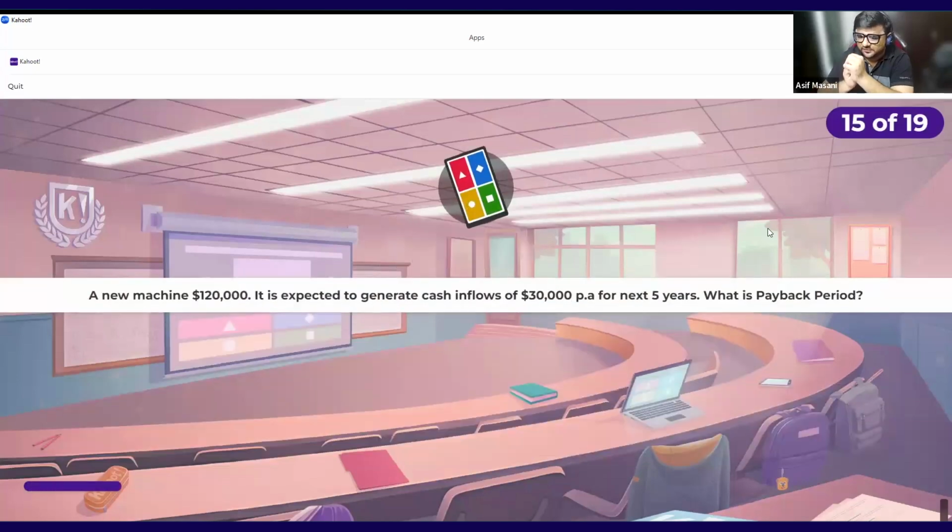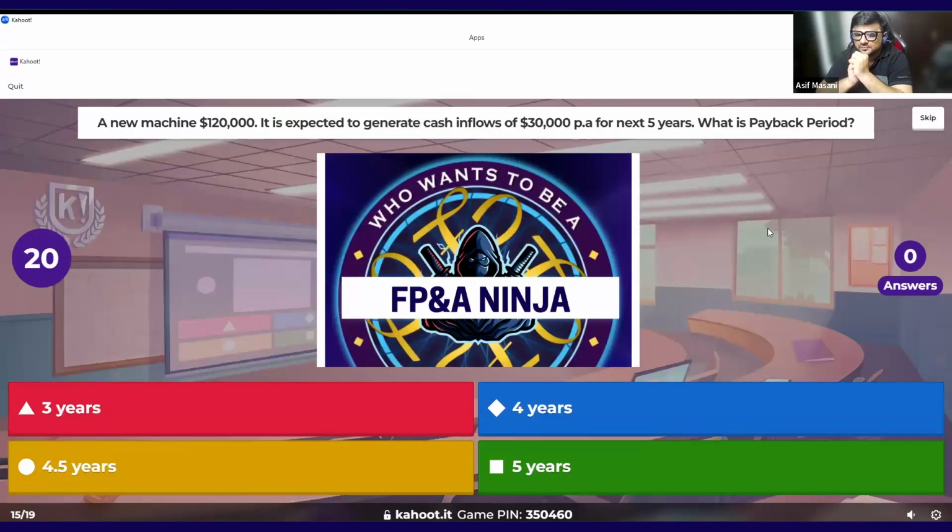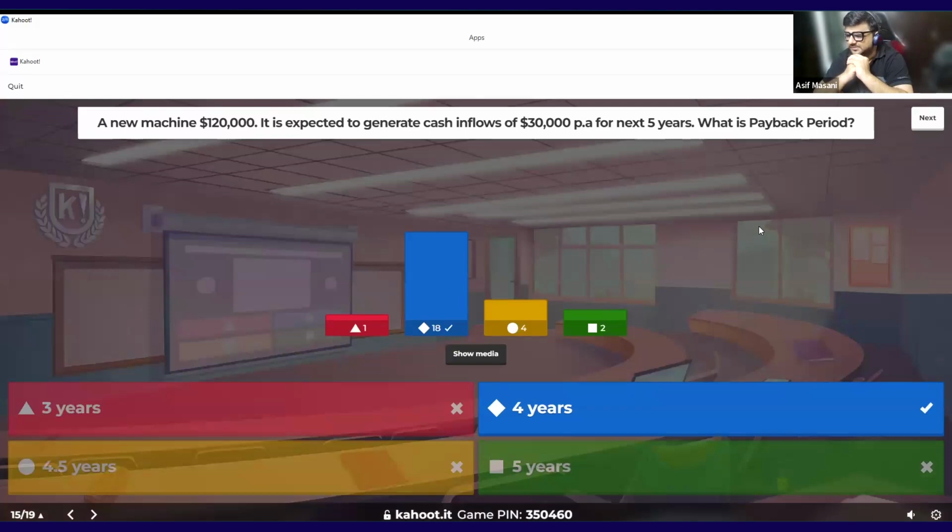Let's go to the next question, and this is a calculation. So make sure you freshen up your mind or get a calculator if you can. A new machine worth $120,000 is expected to generate cash inflows of 30,000 every year for the next 5 years. What is the payback period? Hopefully, this is simple. You don't need a calculator for this, right?